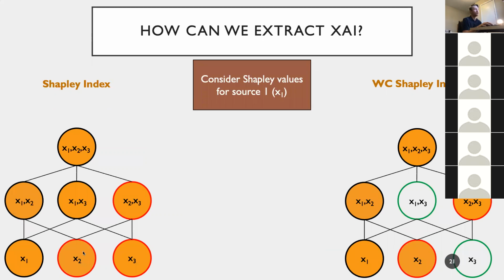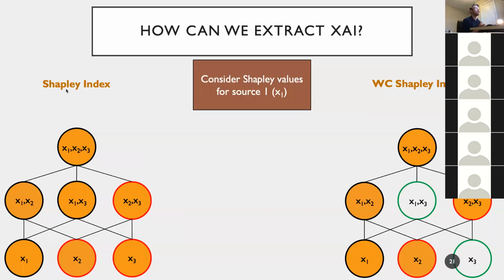How important was source 2? How important was source 3? If we're fusing deep learners for classification, how important was GoogleNet compared to CaffeNet, compared to InceptionNet? And this is going to be able to tell us what those relative contributions are. The Shapley index is not anything new.